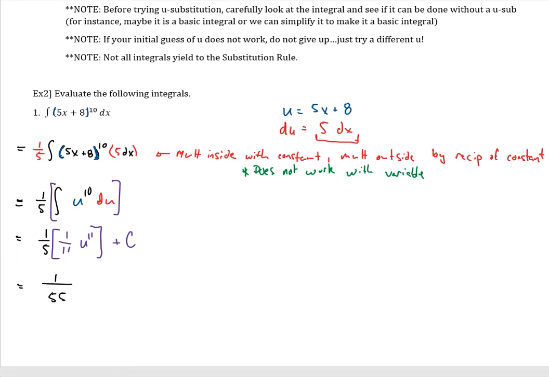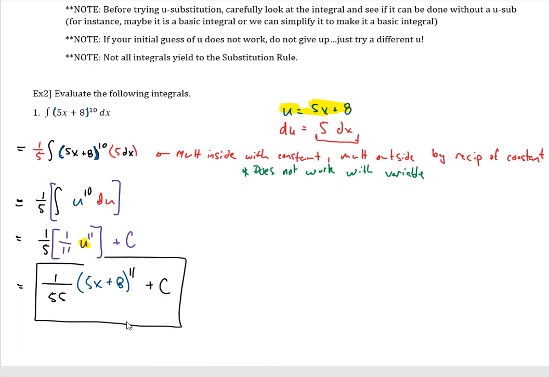The u is what we had at the start. Let's highlight it. So that's the u. Now I can sub that in. So I have the u is 5x plus 8, but now it's raised to the 11, and then still plus my constant. And there it is. There's our answer.